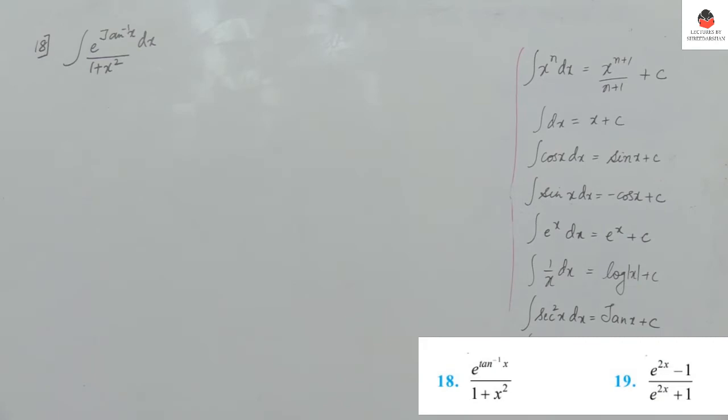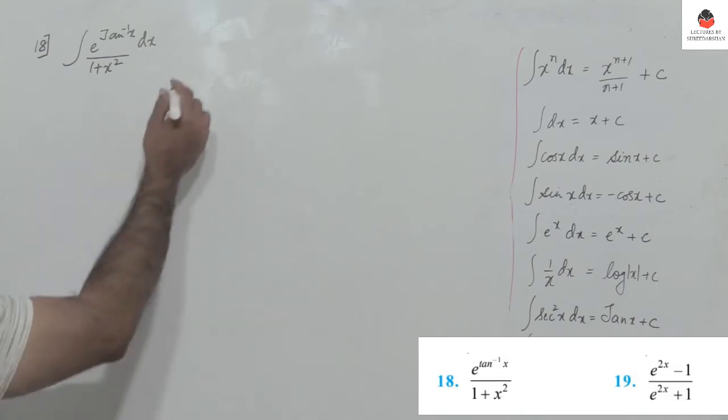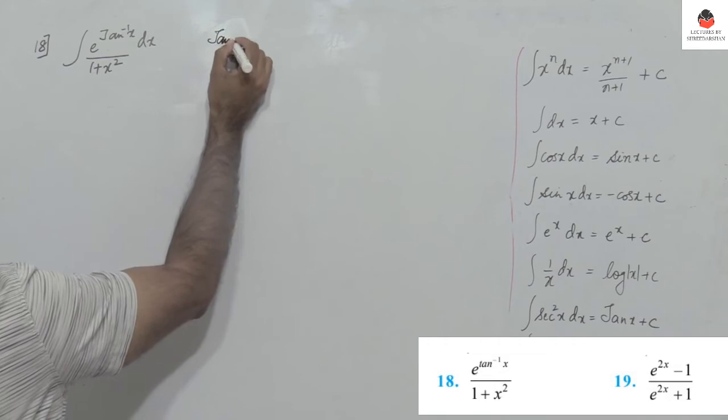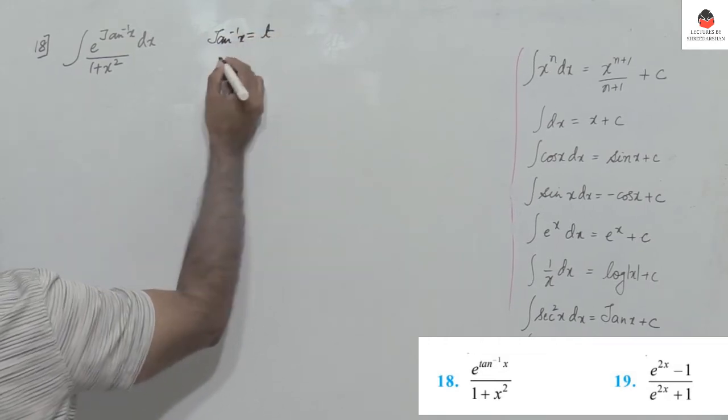So integral e power tan inverse x dx divided by 1 plus x square. So we know that differential of tan inverse x is 1 by 1 plus x square. So put tan inverse x equals t, right?